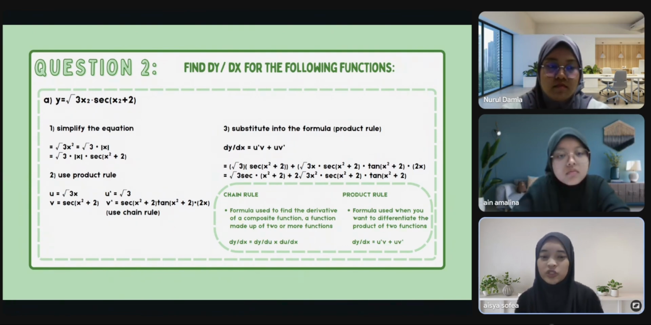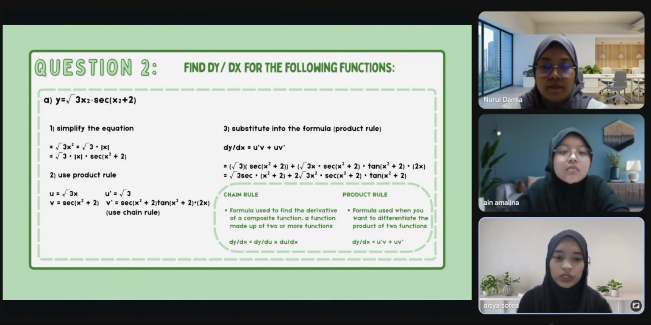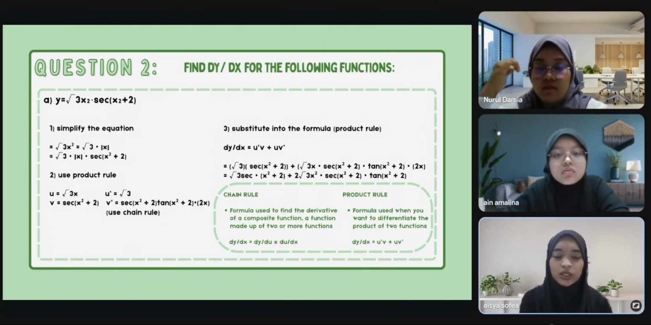As we already know about the chain rule, we also need to know about the product rule. The product rule is a formula used when you want to differentiate the product of two functions, which is dy over dx equals u prime v plus u v prime.